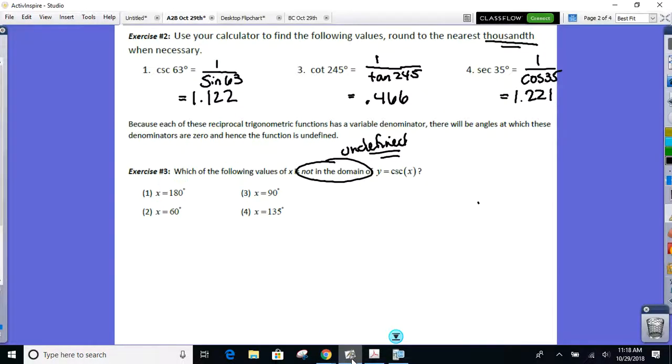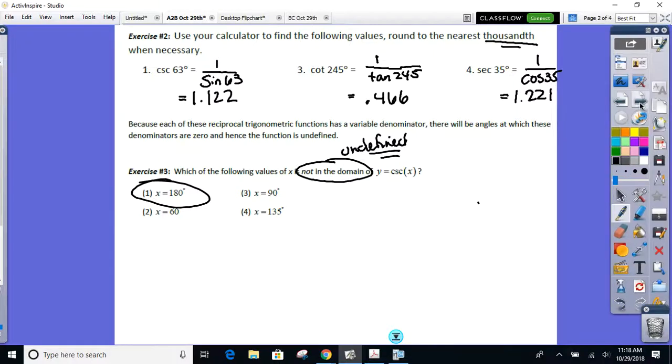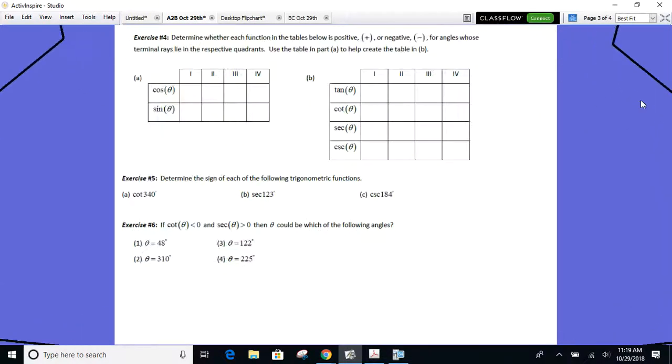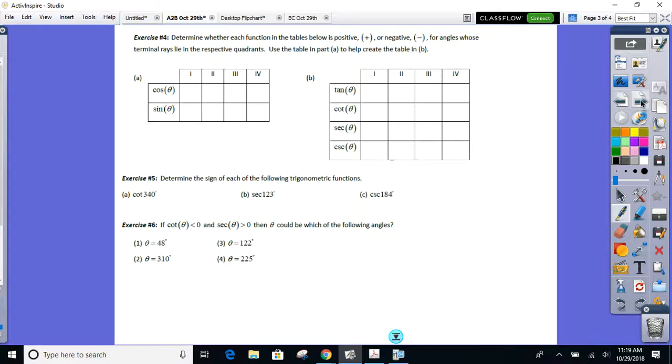Three, what do you got for me? Which one do you get an undefined one back? 180, yep. 1 over the sine of 180. I'll give you undefined. Anything else? We're almost done here. Only thing I got to talk to you guys about is where are they positive, where are they negative?